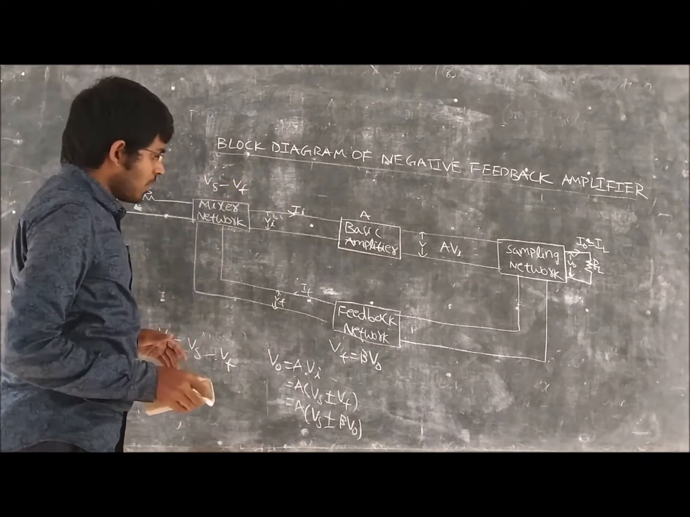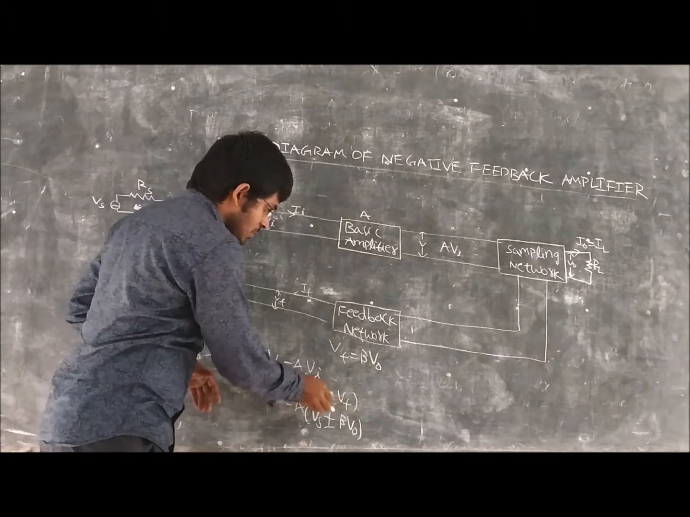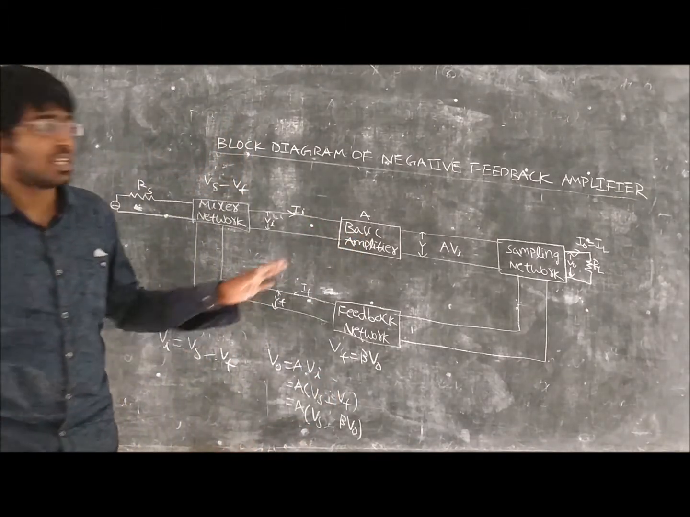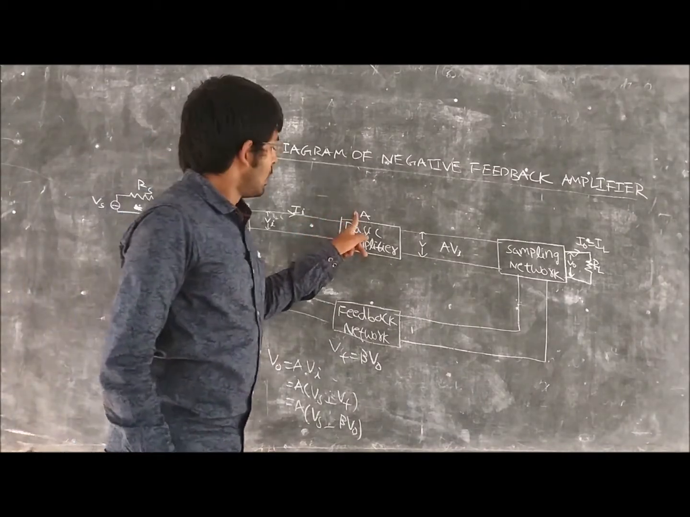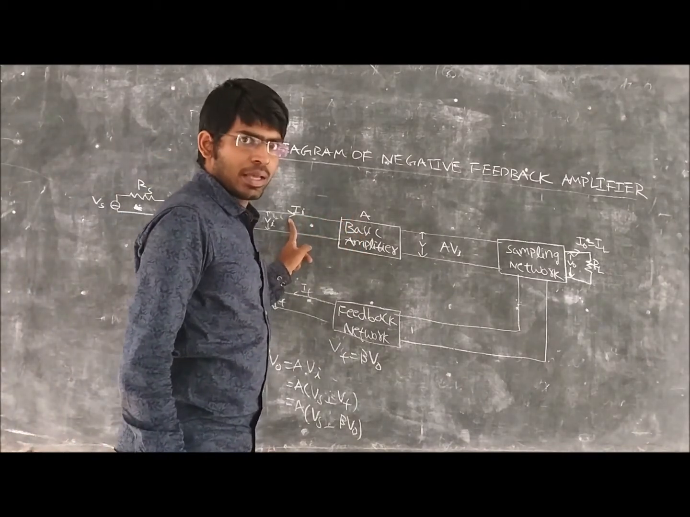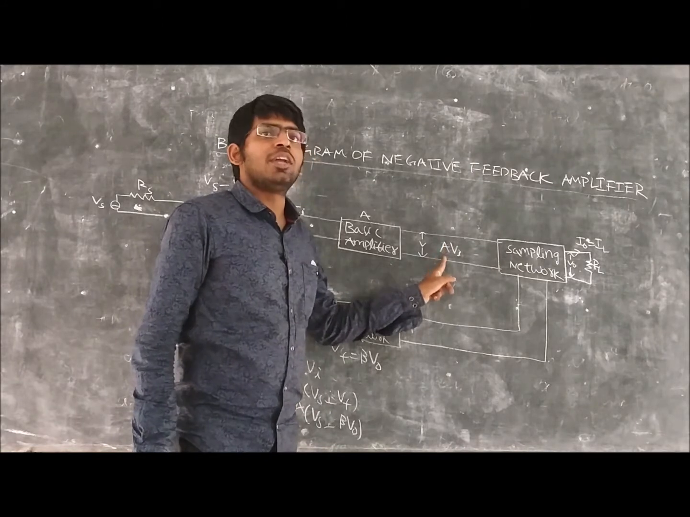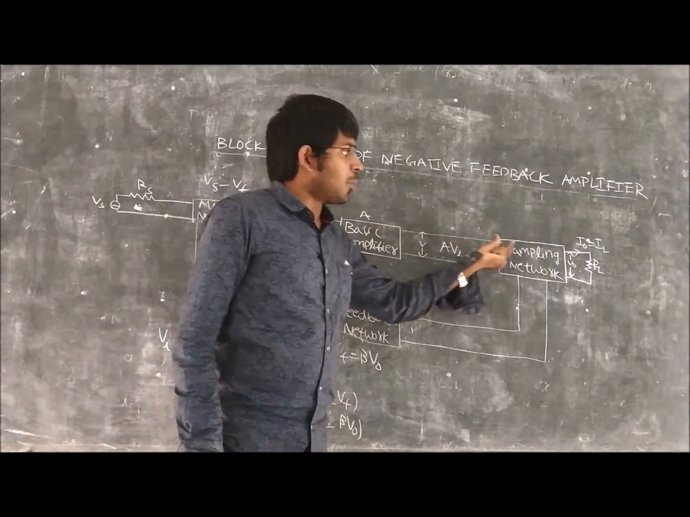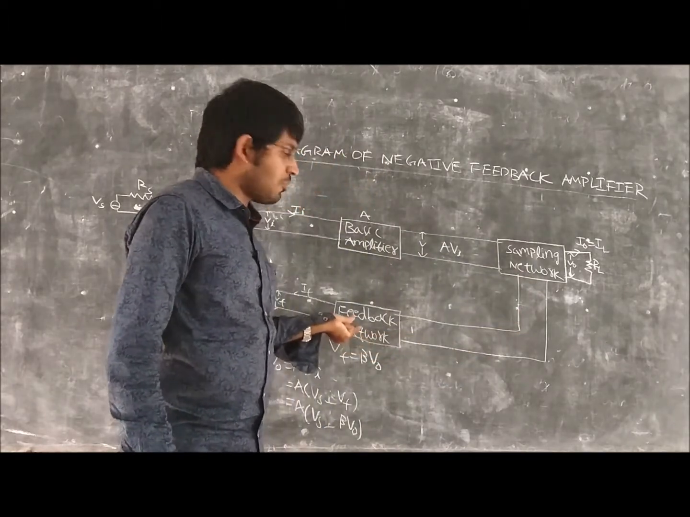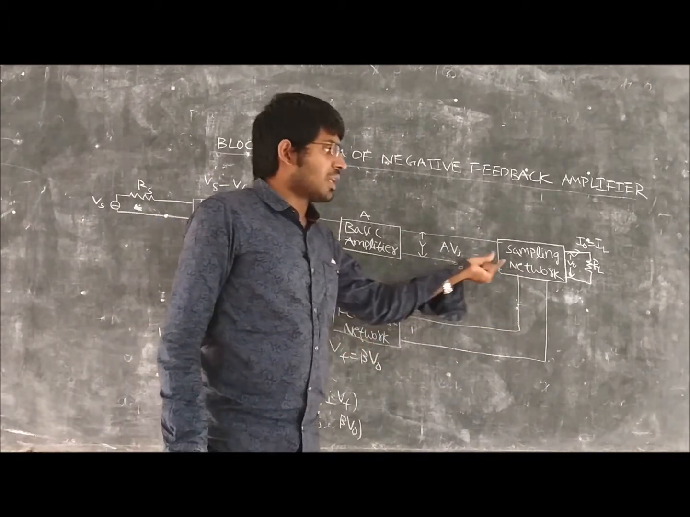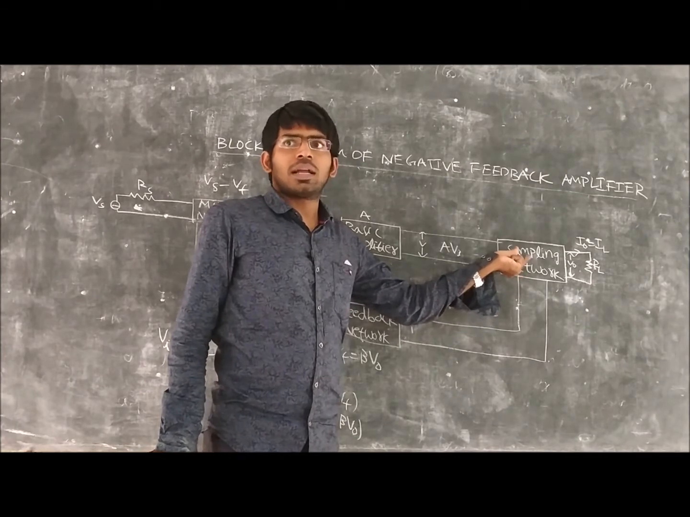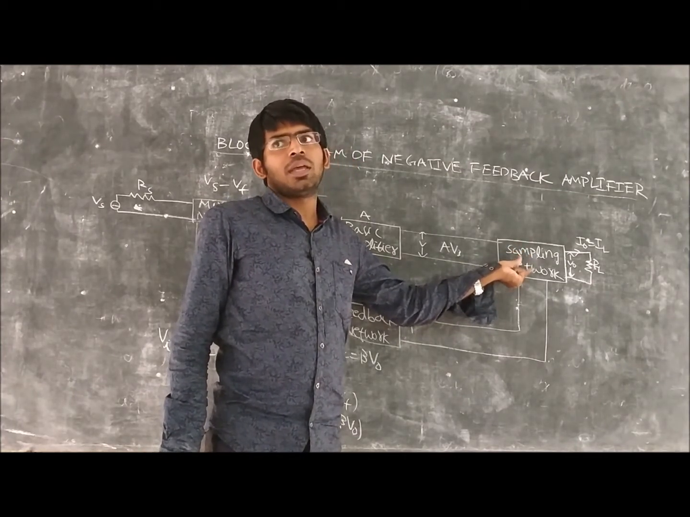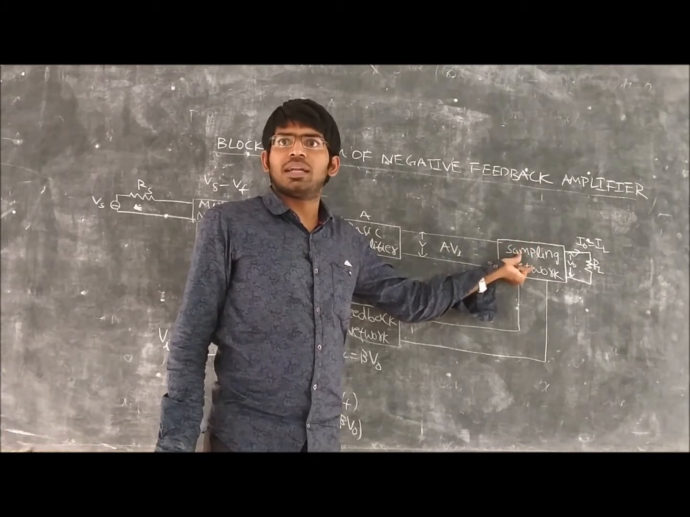In the block diagram of the negative feedback amplifier, you can observe we have the basic amplifier A, which is amplifying our signal with the gain A. If the input is Vi, the output is A into Vi, which is nothing but V0. Now we will take a portion of this signal and give it to the feedback network. Either we can give the voltage or current, so the sampling network can be voltage or current.